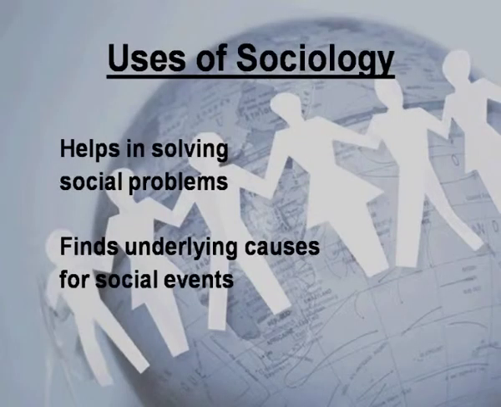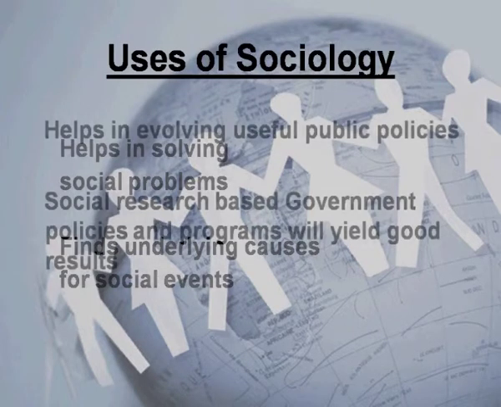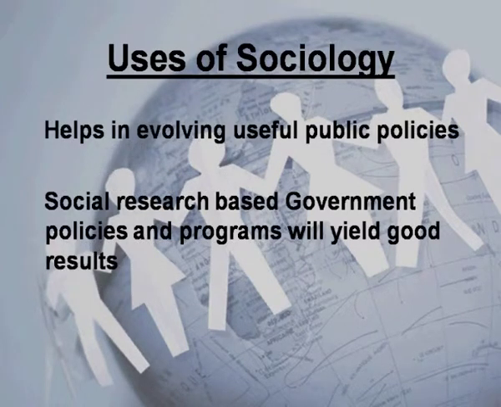The knowledge in sociology is very useful to society. It could be used in different ways. Now we will see the uses of sociology in social life. Sociology helps in solving social problems. Social research brings out underlying causes for social events. Social knowledge influences evolving public policies usefully. Government policies and programs based on social research will yield good results.